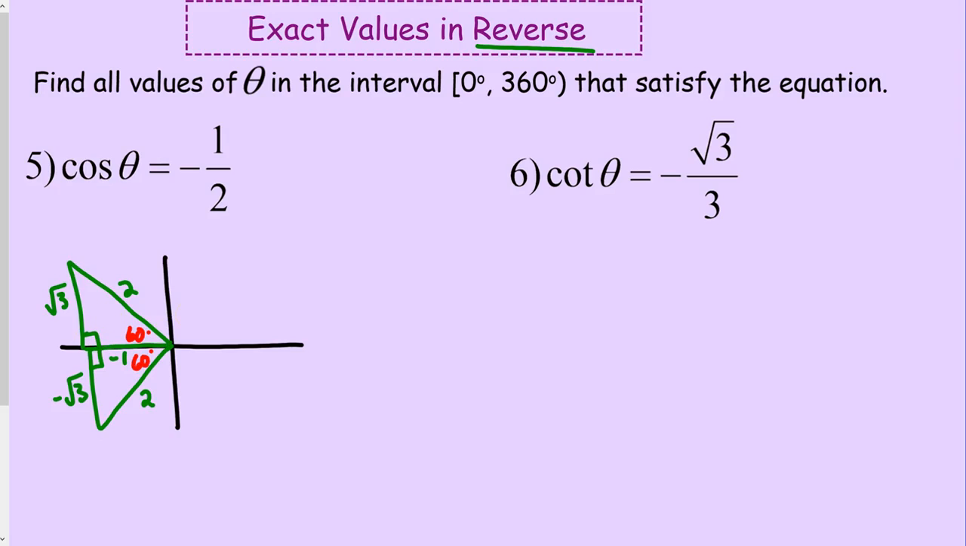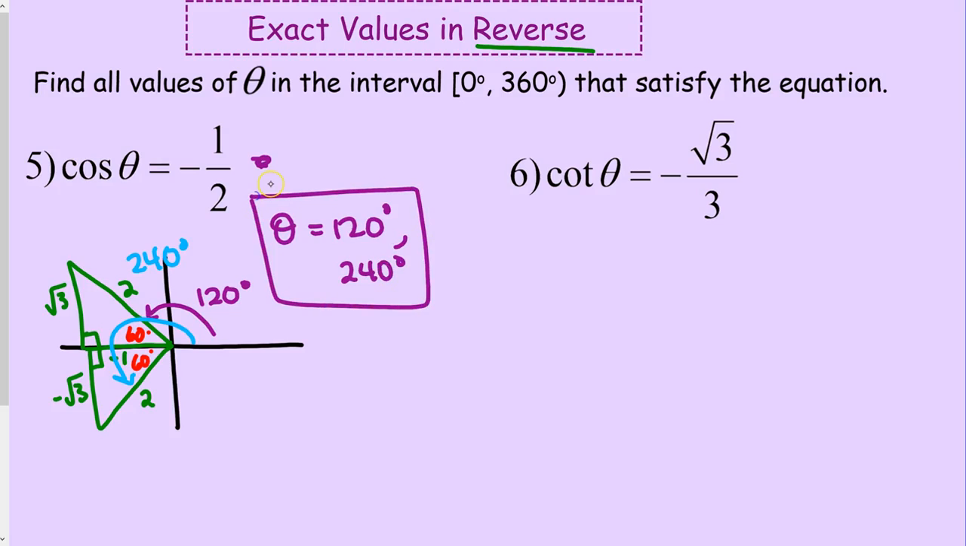Okay, so then, what angle was this? Must have been 120. And then the other one, all the way around to here, must have been 240. So our answers are, I should say theta equals 120 degrees or 240 degrees. Now let's do that again for the next one.